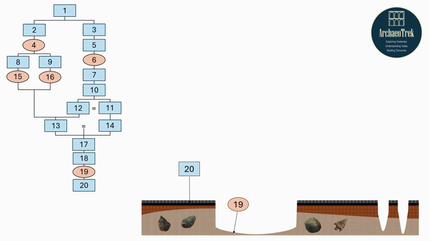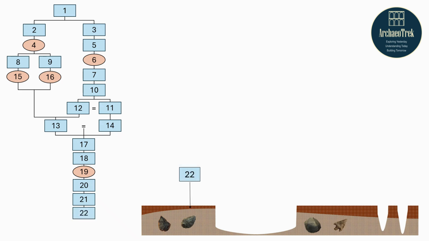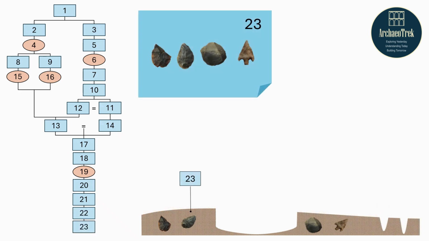Context 19 truncates a series of earlier layers, the latest of which is context 20. Context 20 sealed context 21. That sealed context 22. That finally sealed context 23. Context 23 is the earliest deposit identified in the sequence and is therefore recorded as the base of the Harris matrix.